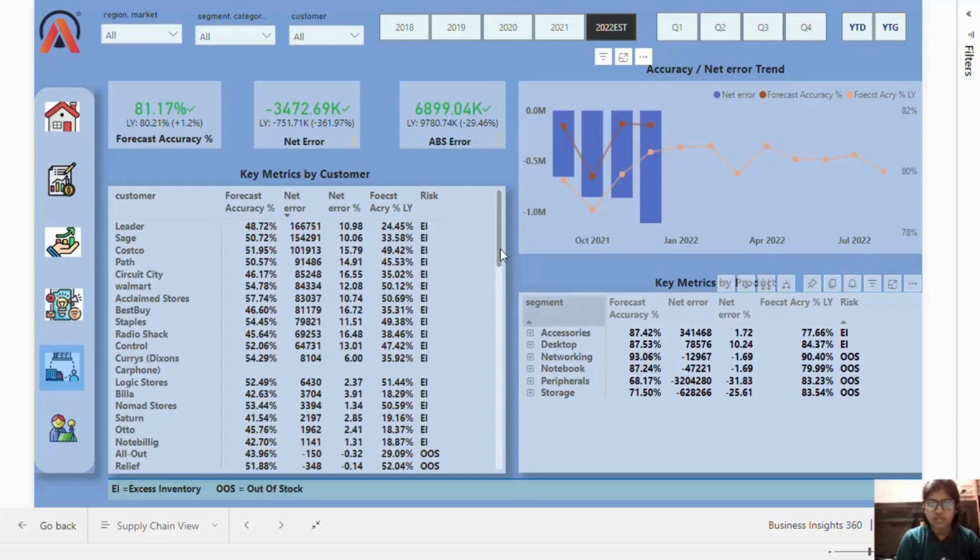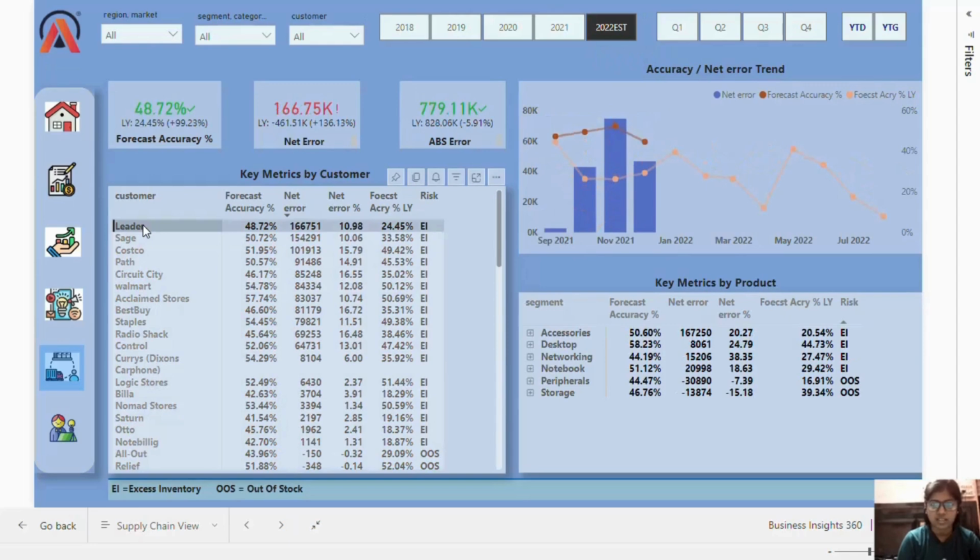And similarly, if you want to see for a particular customer which are the different segments and products, you can click here. So for the leader customer, these are the segments available, and peripheral and storage, they are out of stock, and for the rest of these they have excess inventory. So now move to next view.